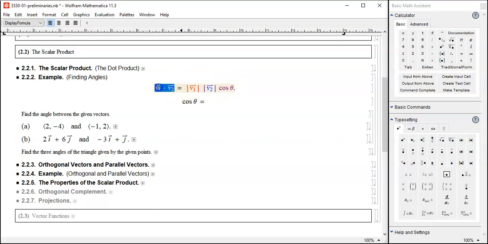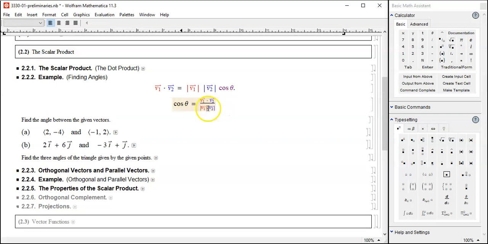V1 dot V2, we need some space, divided by the absolute values, the magnitudes. Okay, what's the numerator? X1, comma, Y1, isn't it? X2, comma, Y2. That's the numerator.